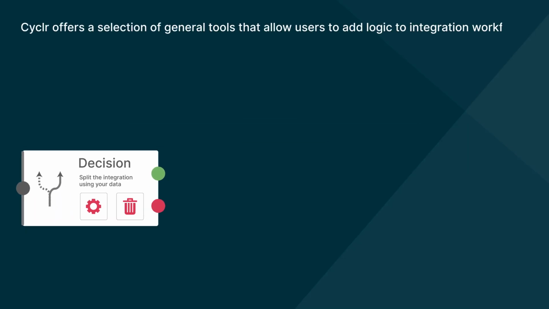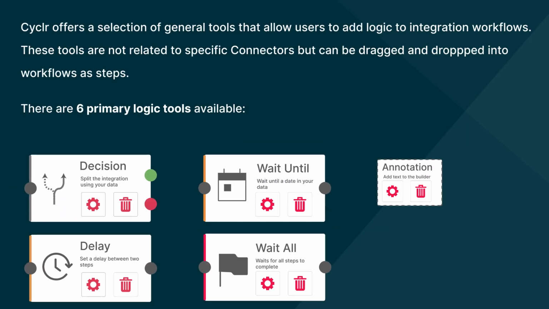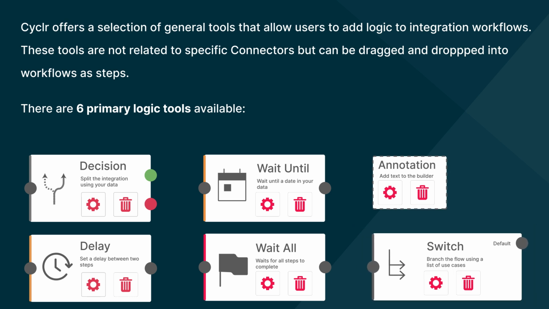Cyclr offers a selection of general tools that allow users to add logic to integration templates and cycles. These tools are not related to specific connectors, but can be dragged and dropped into workflows as steps. There are 6 primary logic tools available in the Cyclr builder: decision, delay, wait until, wait all, annotation, and switch. These tools allow further flexibility, timing, decision-making, and clarity to be introduced into integration workflows.